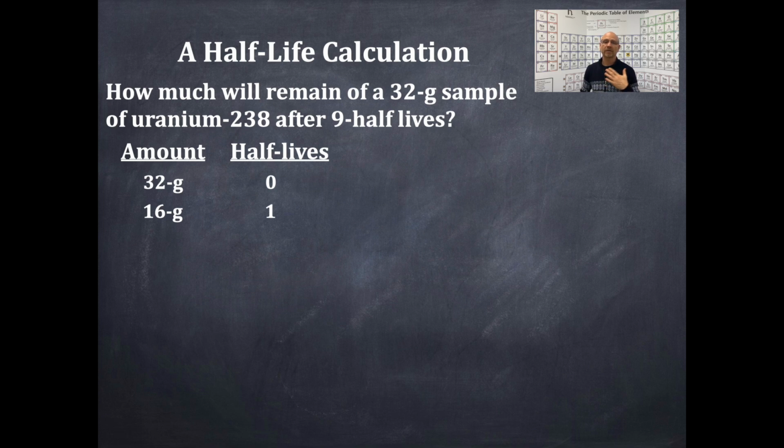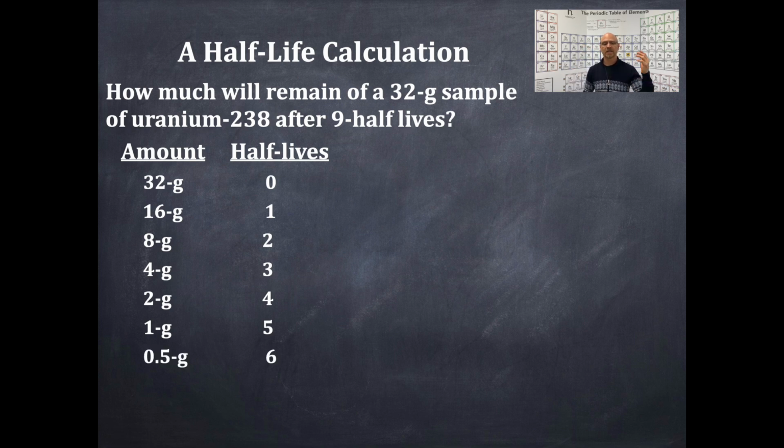So in 1 half-life, how much of the original sample is left? 16 grams. I want to get how much is left after 9 half-lives. So I'm going to take that 16, divide by 2, and get 8 at 2 half-lives. I'm going to take that 8, divide by 2, and get 4 at 3 half-lives. I'm going to take that 4, divide by 2, and get 2 grams at 4 half-lives. I'm going to take that 2, divide by 2, and get 5 half-lives, so that's 1 gram. I'm going to keep on doing this.